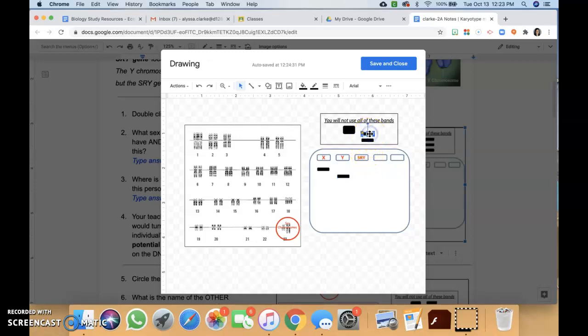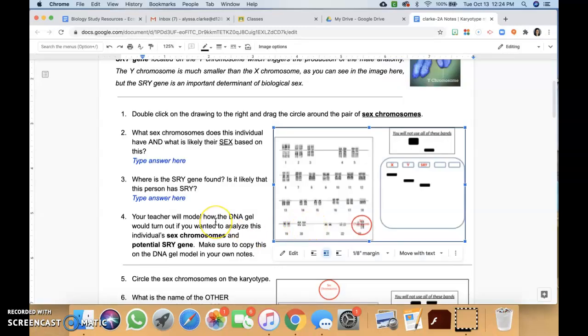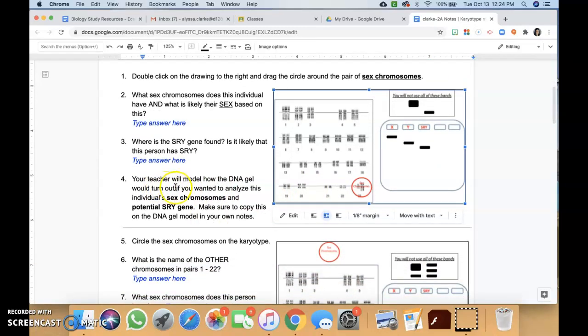Now, because the SRY gene is a portion of the Y chromosome, we know that it's got to be smaller than the Y chromosome. So it's going to travel even further through the gel. Because again, small things travel farther, big things don't travel as far. So we just represented what this individual would look like if we were to run their DNA through a gel. Okay, it says your teacher will model how the gel would turn out. Make sure to copy this on your gel.